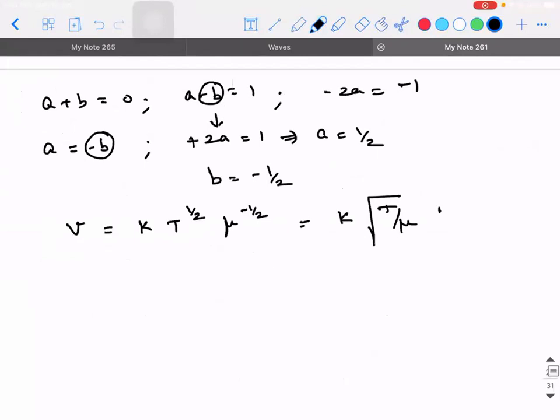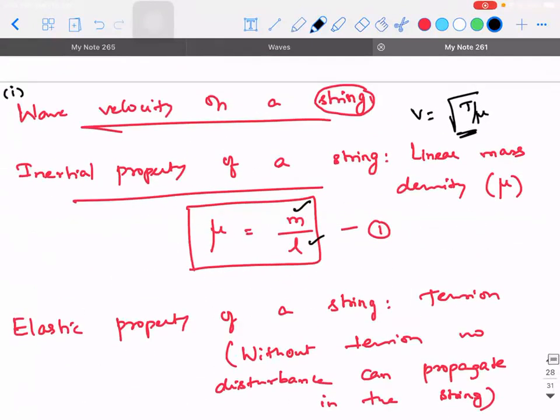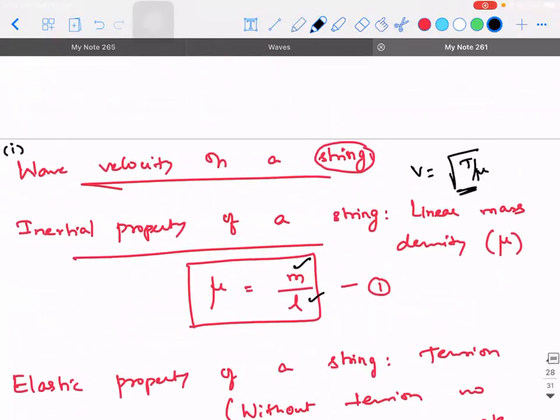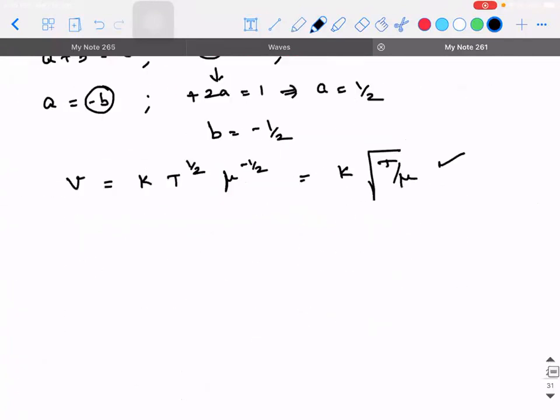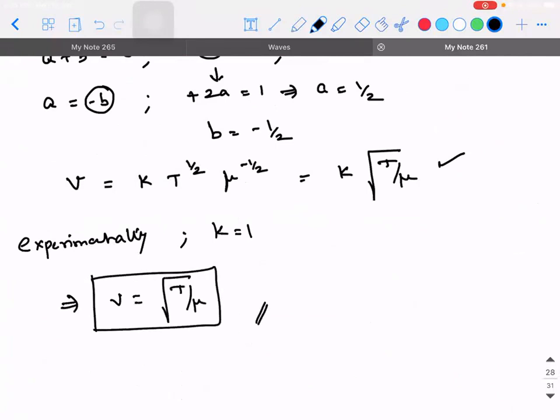Okay. So this is how we get the speed of a wave, the wave velocity on a string. Now, experimentally, it was found out that k is equal to 1, which implies v is equal to root of T divided by mu. Now, you guys understood why I wrote T by mu there, root of T by mu.